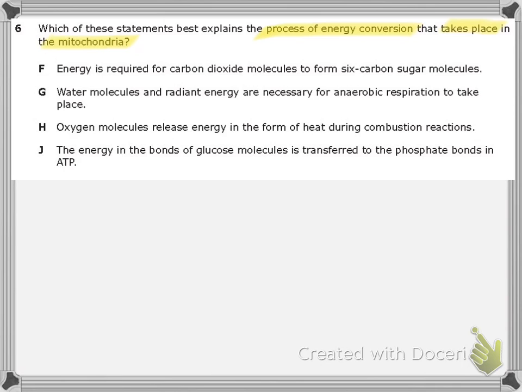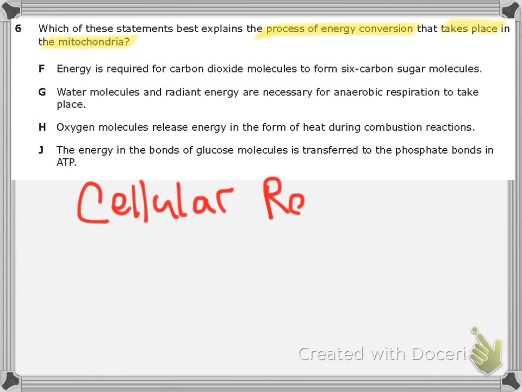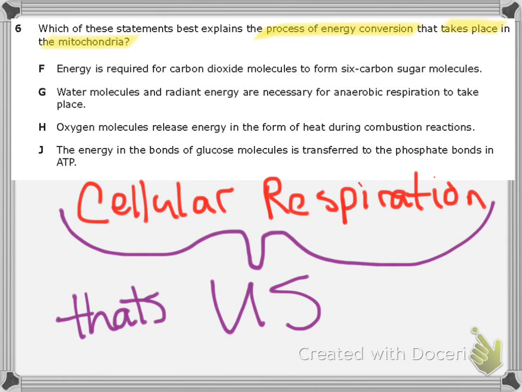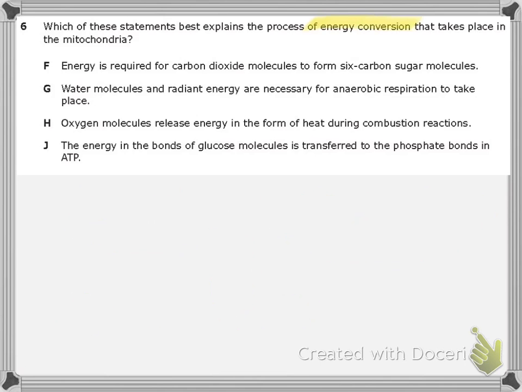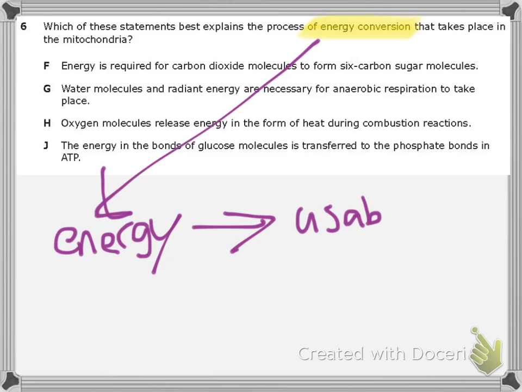When I think of mitochondria, I think of cellular respiration, which is us, right? That's what we do. So let's think of, okay, what is cellular respiration? Well, it's essentially taking energy, which is the first thing we highlighted, converting it into a more usable form of energy, right? There's actually a lot of energy in food, in the bonds in the food.